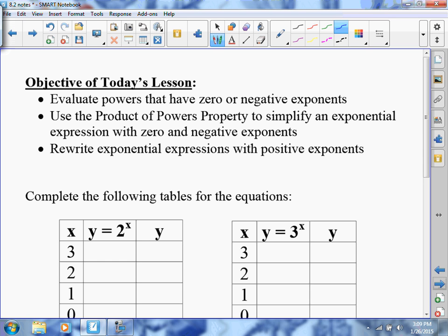What we're going to do today is evaluate powers that have an exponent of 0 or an exponent that's a negative number. And we're still going to use the product of powers property to help simplify our expressions. But we want to make sure that when we rewrite all of our exponential expressions, they end up having positive exponents.